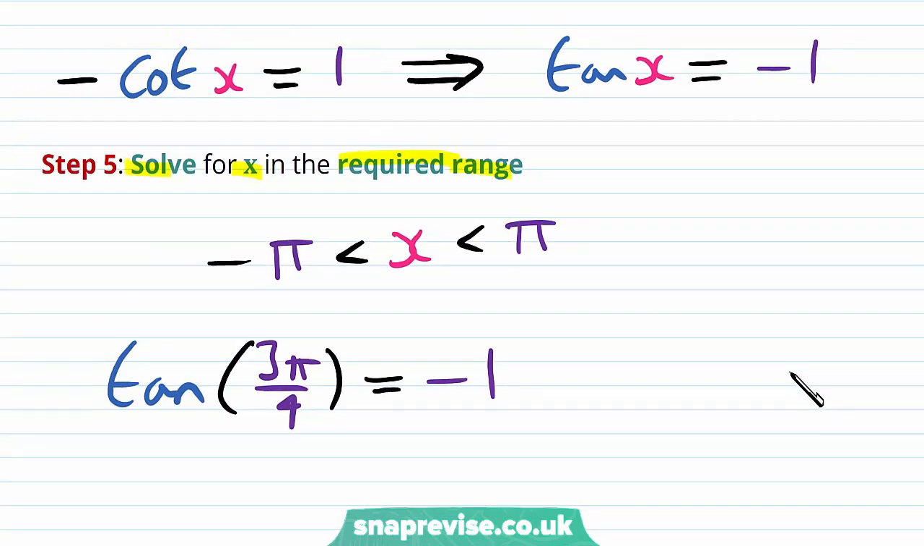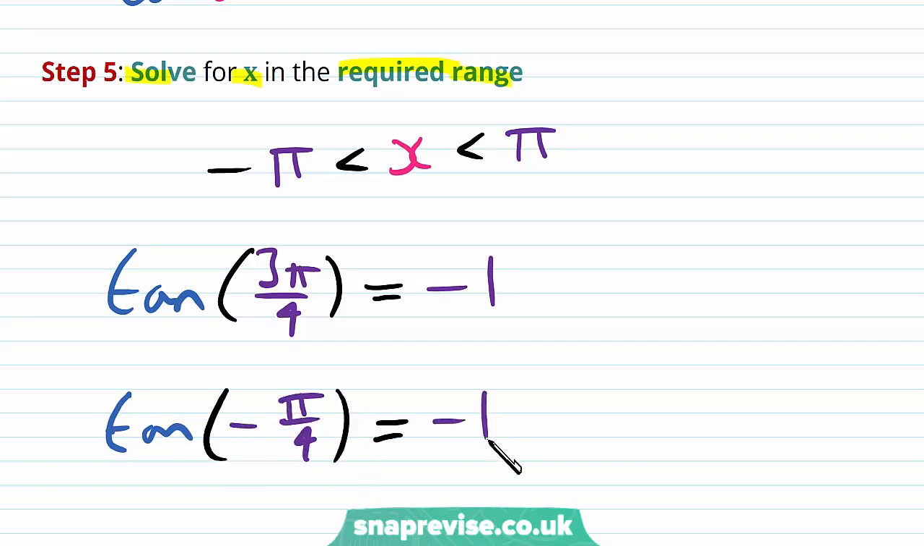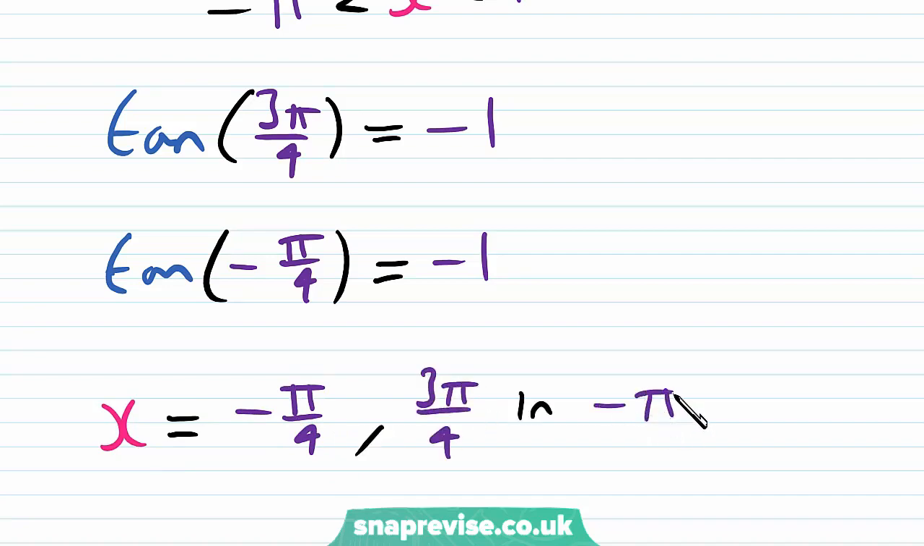Adding pi gives us a value outside the range, but subtracting pi doesn't. So similarly, the tan of minus pi over 4 will also be equal to minus 1. And therefore, the solutions of the equation are x is equal to minus pi over 4 or 3 pi over 4 in the range we have.